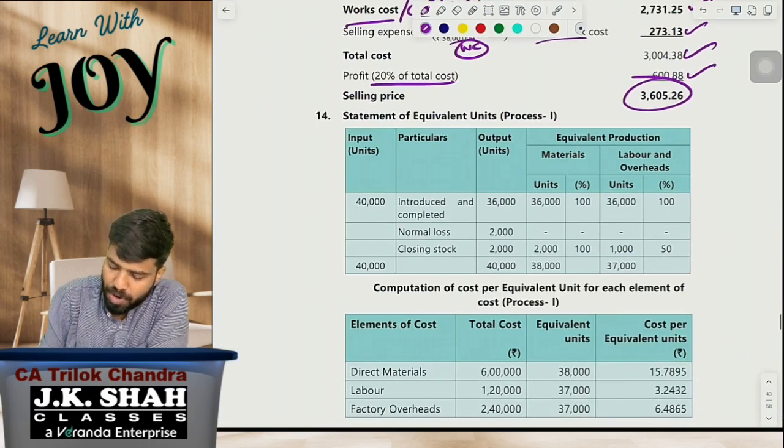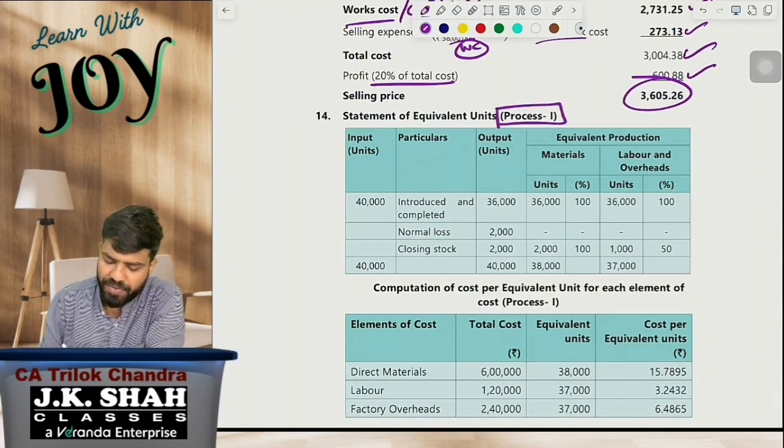Look at this, Process 1. Statement of equivalent units. Input totally 40,000. When it comes to output, introduced and completed 36,000, normal loss 2,000, closing stock 2,000.